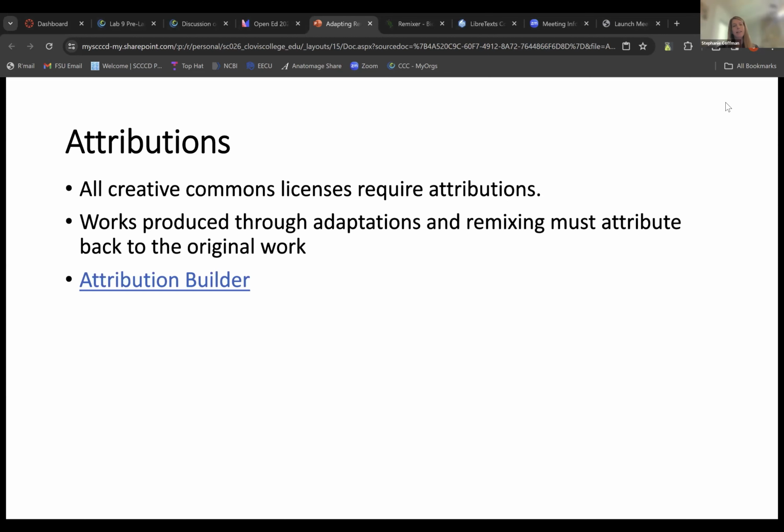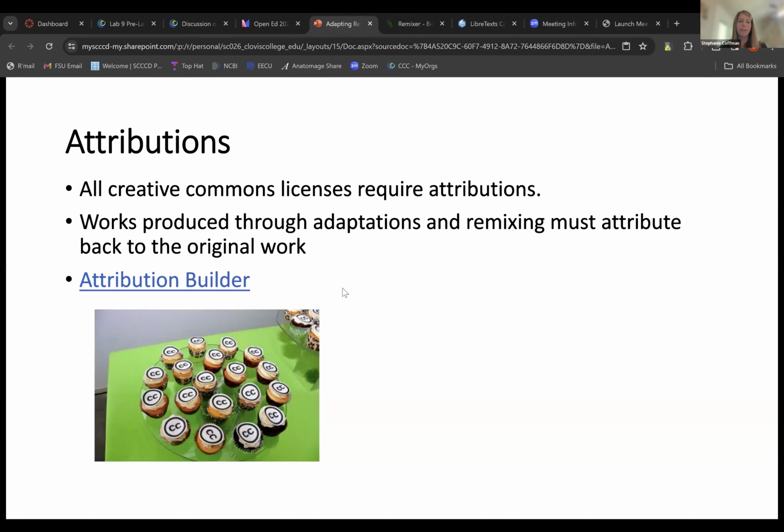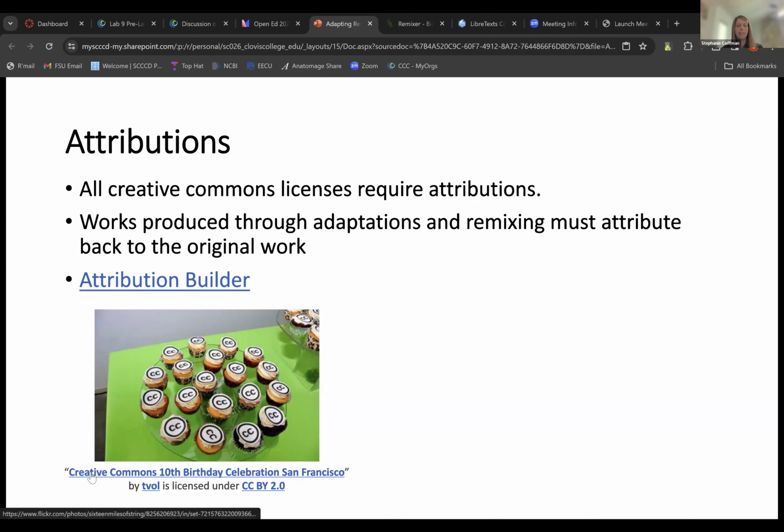So the very last thing I wanted to talk about, since we're talking about licensing, is attributions. When you are remixing these things, it is important to still attribute where you got that work from. The way people do this looks a little different depending on what kind of thing they're making, but there's a link to an attribution builder here and it will be in the slides. An attribution usually looks something like this. It has the title, who wrote it, their license, and a link to it. This is just a picture, cupcakes from the Creative Commons 10th birthday celebration. This is what a good attribution would look like.